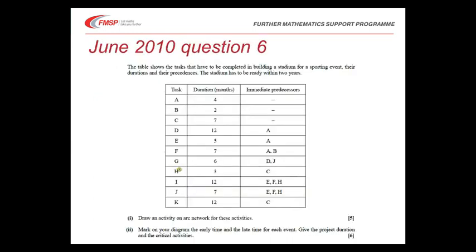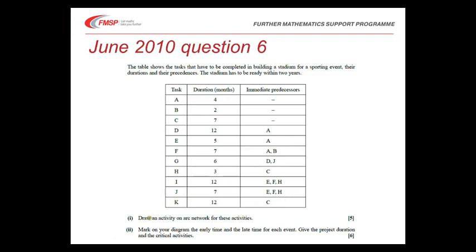So here's a question from June 2010. So just going through the question to begin with, you're given a table that shows the tasks that have to be completed in building a stadium for a sporting event, their durations and precedences, and you're told the stadium has to be ready within 2 years. You're then told the duration in months and the predecessors of those activities.